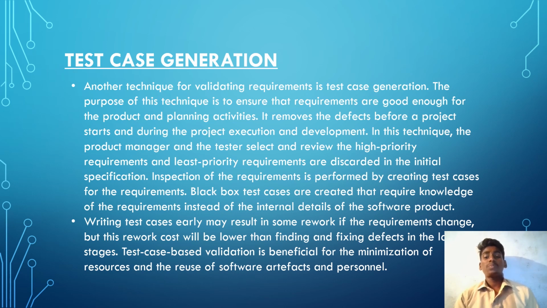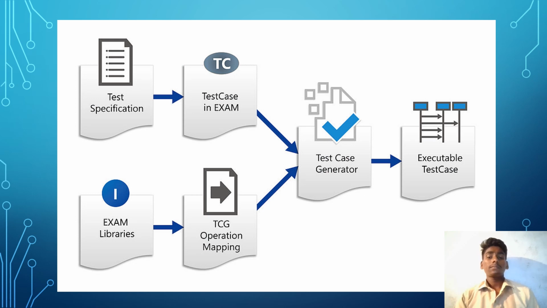Inspection of the requirements is performed by creating test cases for the requirements. Black box test cases are created that require knowledge of the requirements instead of the internal details of the software product. Writing test cases early may result in some rework if the requirements change, but this rework cost will be lower than finding and fixing defects in the later stages. Test case based validation is beneficial for the minimization of resources and reuse of software artifacts and personnel.